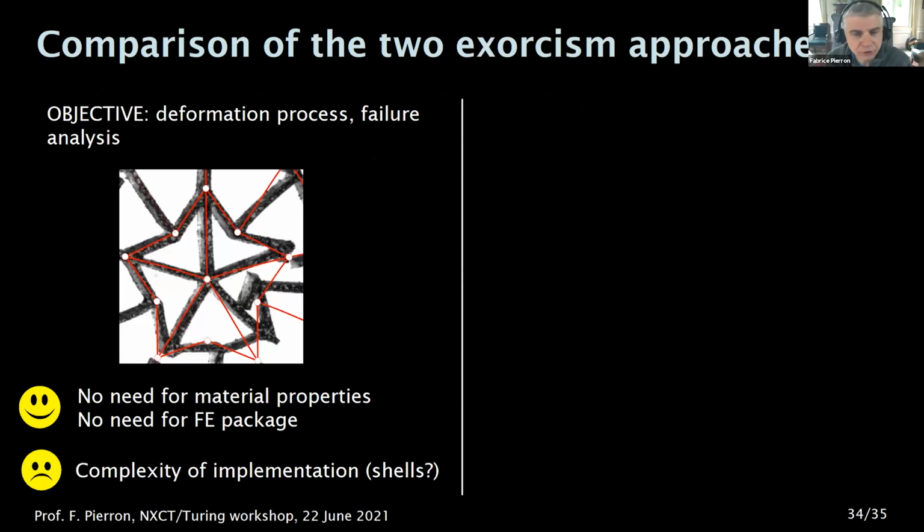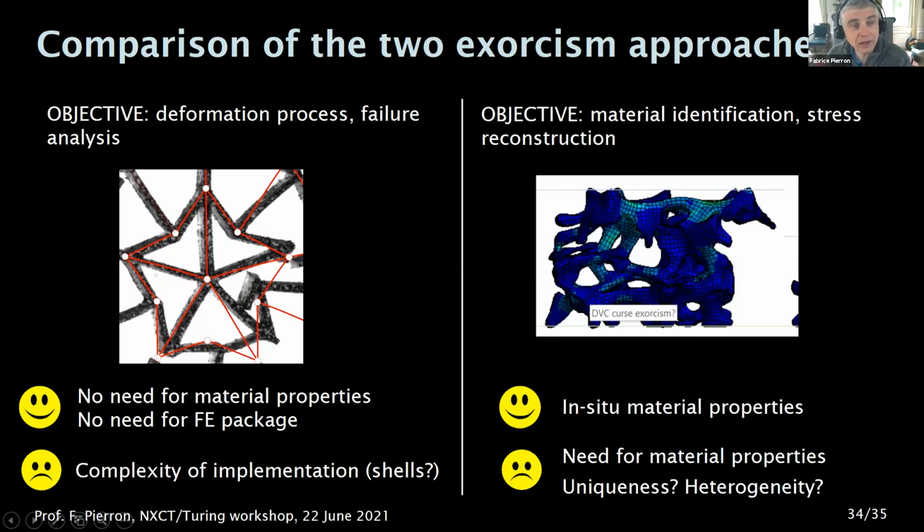Advantages and drawbacks of the two approaches. I think the main advantage of the kinematic one here is that you don't need material properties. The big disadvantage of the other one is that you need material properties. On the other hand, if that's what you're after, then this is the right method, because I think the higher order shape function would not really be able to give you that.